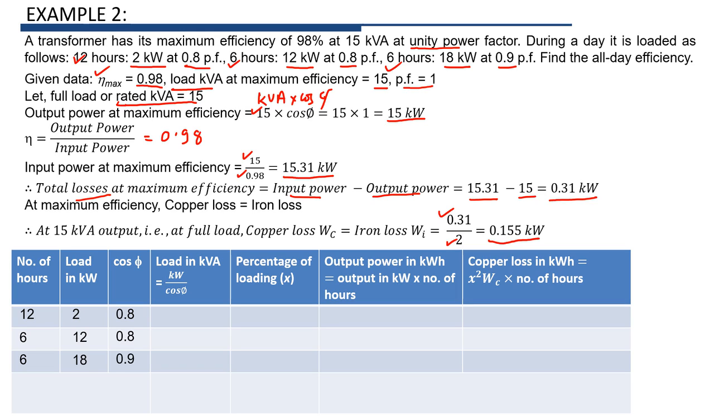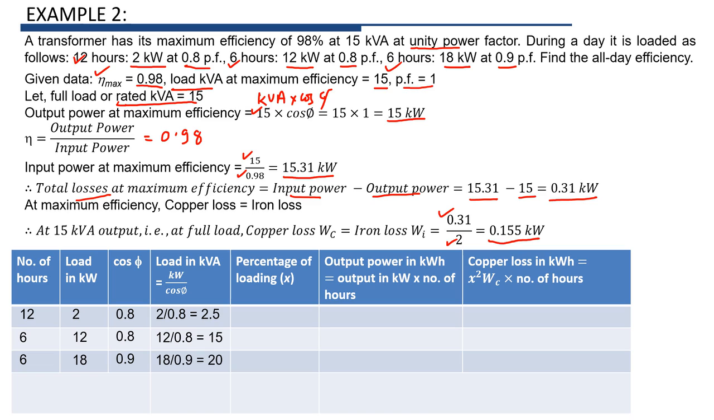Now we can calculate the load in kVA. You know that kW is kVA into cos phi. So kVA is equal to kW upon cos phi, so load in kilowatt divided by cos phi. In the first case it is 2 upon 0.8, which is 2.5. In the second case it is 12 upon 0.8, which is 15. And in the third case it is 18 upon 0.9, which is 20.